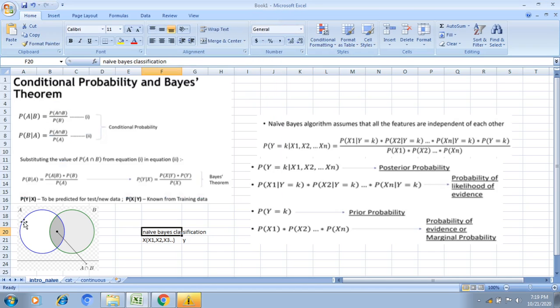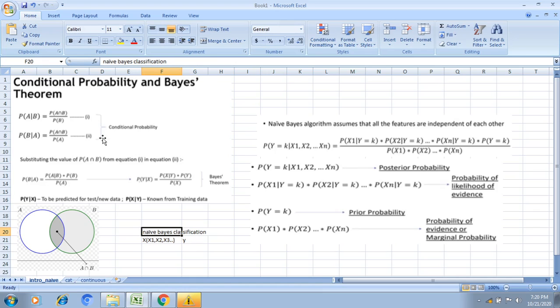Okay, here I am representing one Venn diagram. Probability of A is my white area, probability of B is my gray area, and the intersection area is probability of A intersection B. Here I am just calculating the conditional probabilities. Probability of A given B equals probability of A intersection B, the middle area, divided by the complete gray area, probability of B. This is my equation 1. Probability of B given A equals probability of A intersection B, the middle area, divided by the complete white area, probability of A. This is my equation 2.